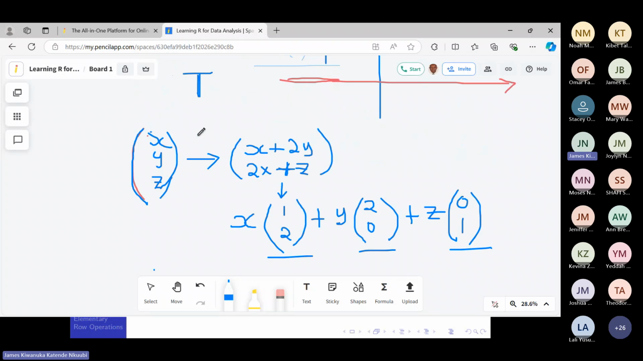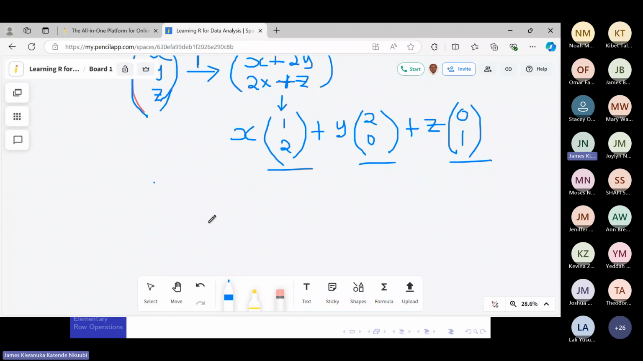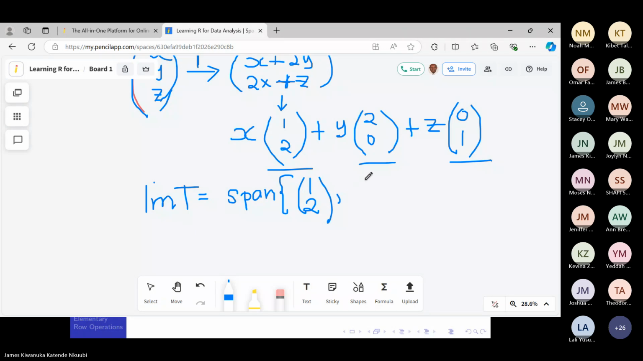So if we call our map T again, we don't have to be using the letter T. You can use any other letter you wish, but T is sort of a tradition. So here we are interested in the image of T. And we'll say that the image of T is a span of these three vectors: (1, 2), (2, 0), and (0, 1). These three vectors will span the image of T.